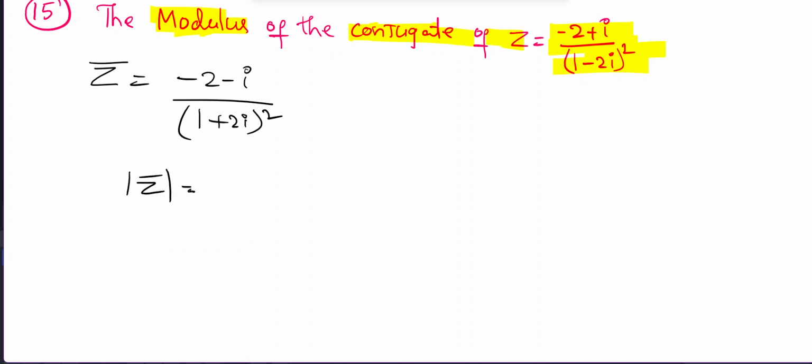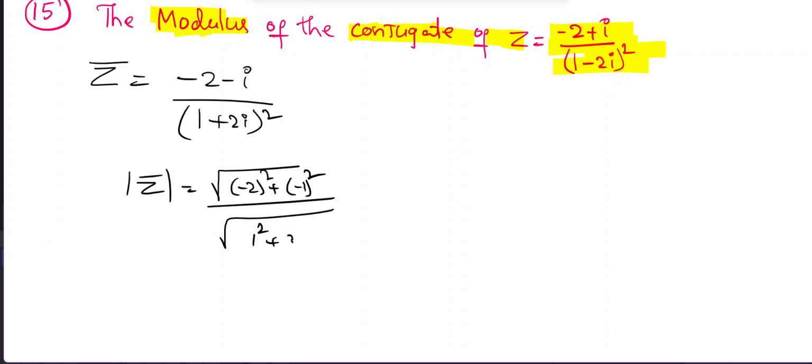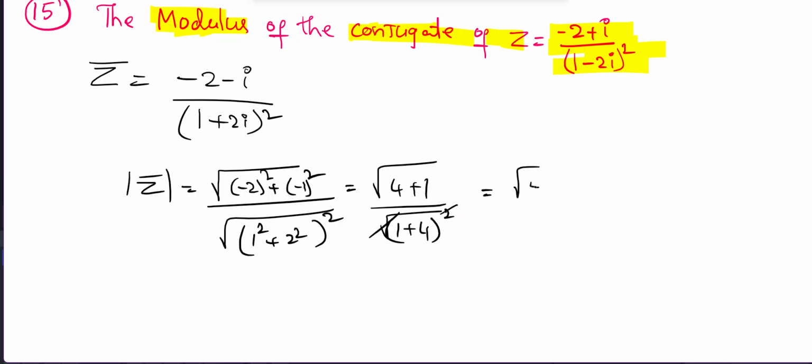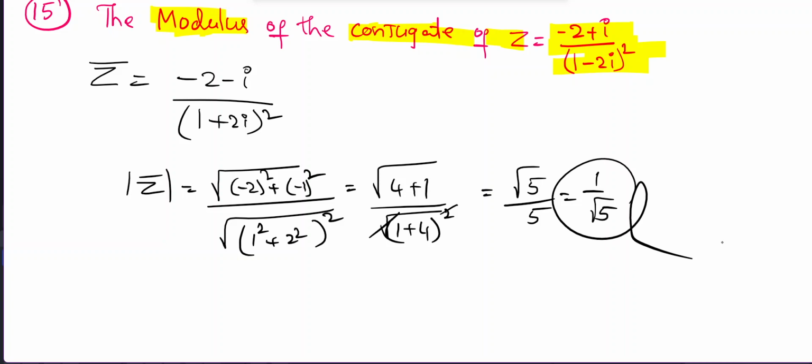Modulus of z bar is equal to under root of minus 2 whole square plus minus 1 whole square, by 1 plus 2i, under root of 1 square plus 2 square, whole square. That is equal to under root of 2 square is 4 plus 1, by under root of 1 plus 4 whole square. Here the square root cancelled. This is root 5 by 5, that is equal to the modulus of the given complex number.